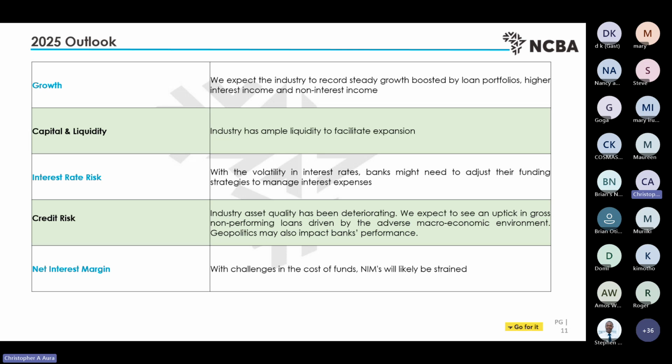Then also net interest margin, we expect the profit margin to be a little bit strained because of the challenges that we have seen, the high cost of funds, the non-performing loans, and the need for provision. So that's for the banking sector. And now we move to manufacturing.